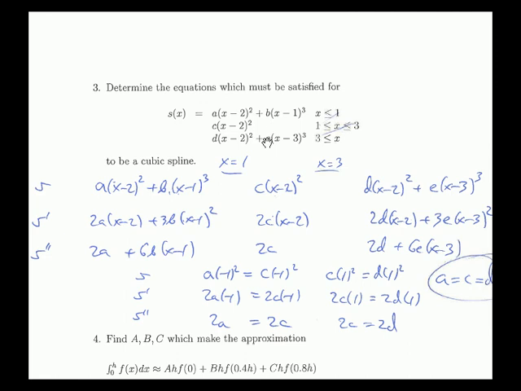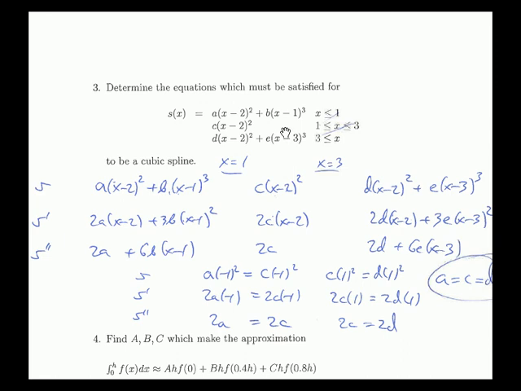Cubic spline, 3 strips: less than 1, between 1 and 3, and greater than 3. And it just says what do the letters have to be for this to be a cubic spline, which just means that this cubic and that cubic at the point where they meet, namely 1, have to have the same value, same first derivative, same second derivative.